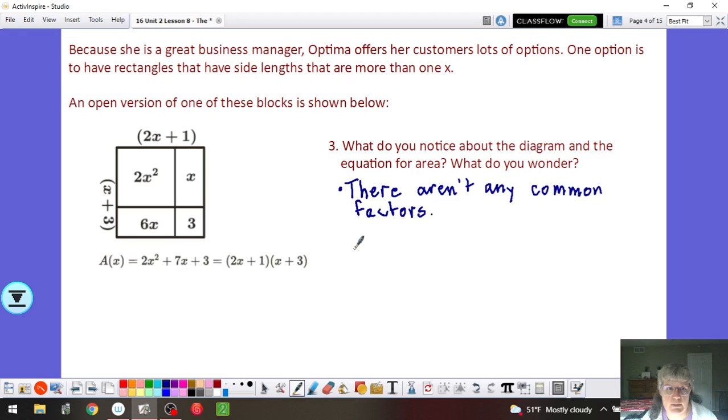Students pointed out that we have a 2x squared instead of x squared. So it's no longer x times x, but x times 2x. And it was also pointed out that 1 times 6, or 1 and 6, if we're just looking at these two values here, these coefficients, that 1 and 6 are not multiples of 3.